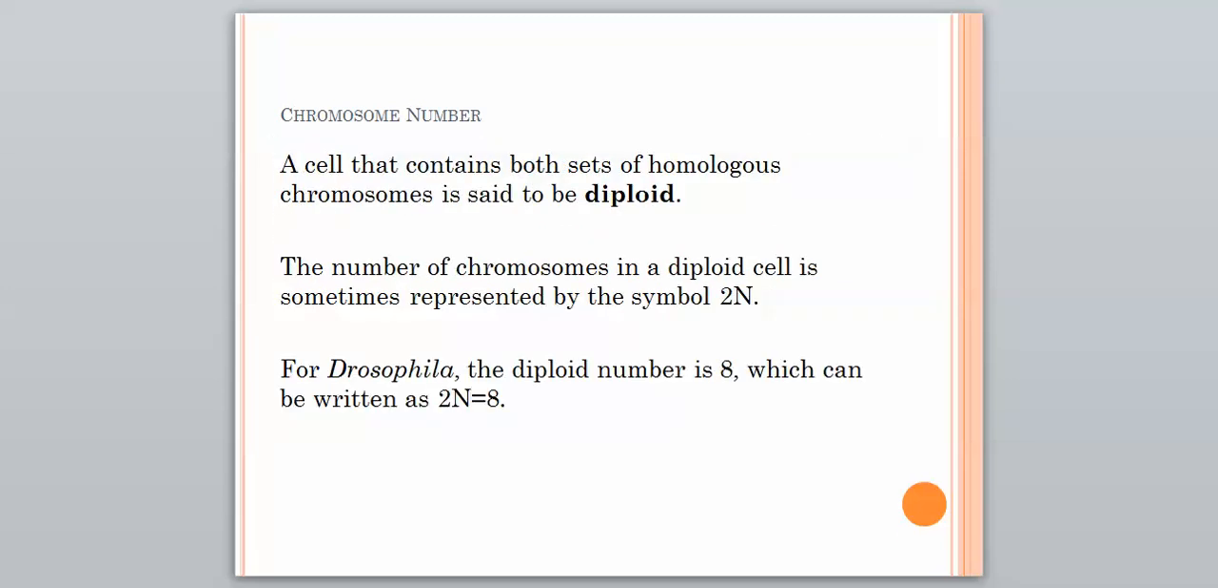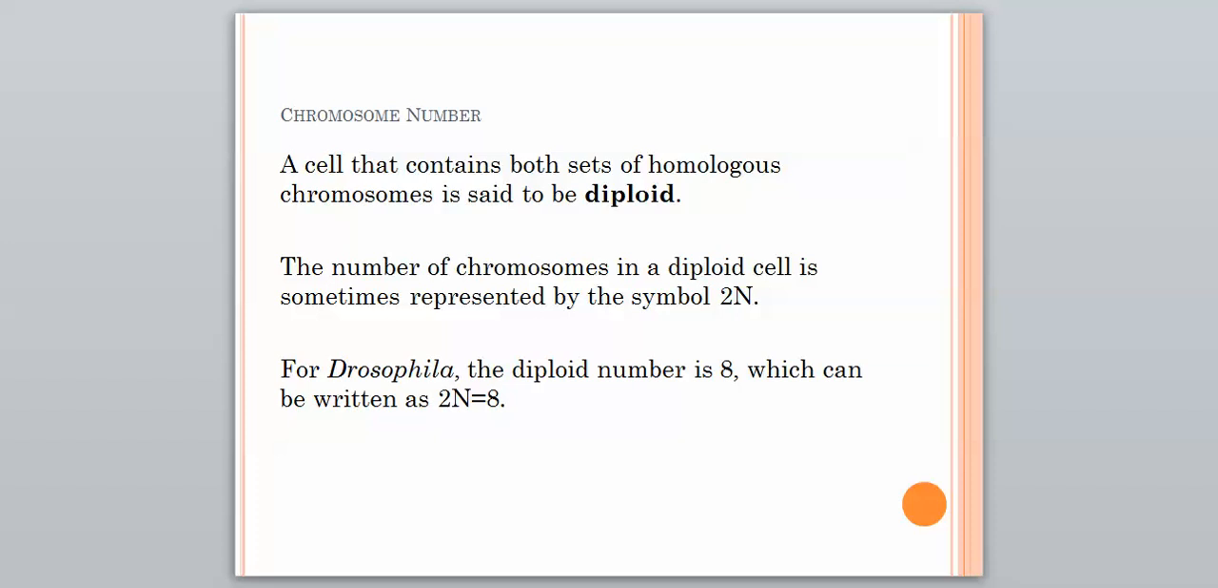And then a cell that contains both sets of homologous chromosomes is said to be diploid. So in a normal body cell, like the cells that grow in your skin and your stomach and things like that, these cells have chromosomes that are diploid because they have one set from mom and one set from dad. And this number of chromosomes in a diploid cell is sometimes represented by the symbol 2N. Just why they chose the letter N, no one really knows. It just means that there are 2 sets of chromosomes.